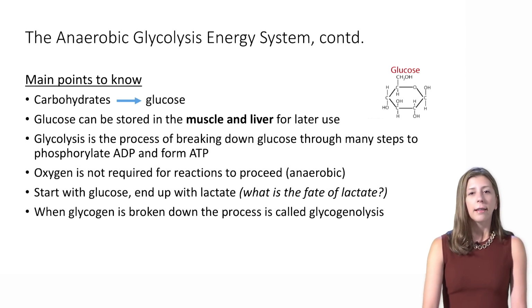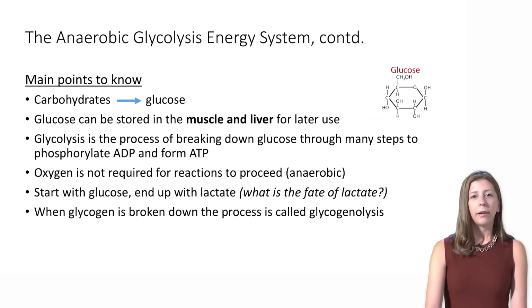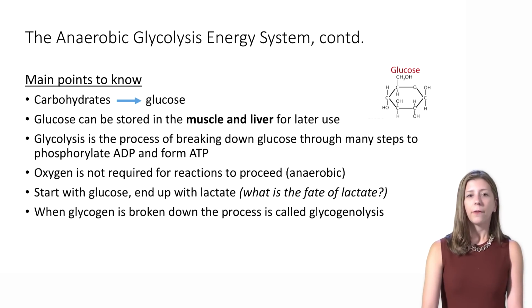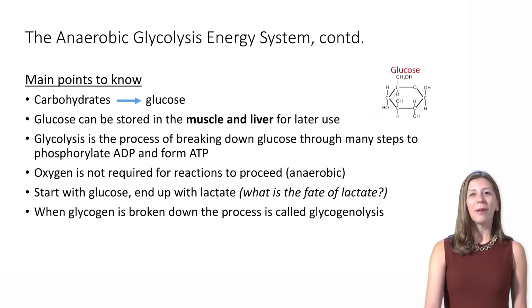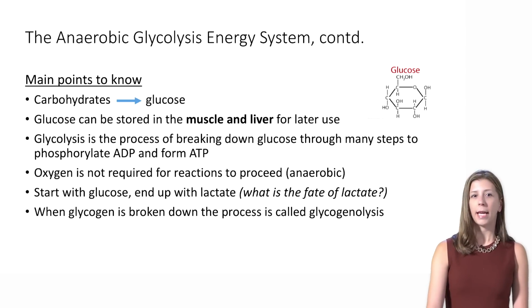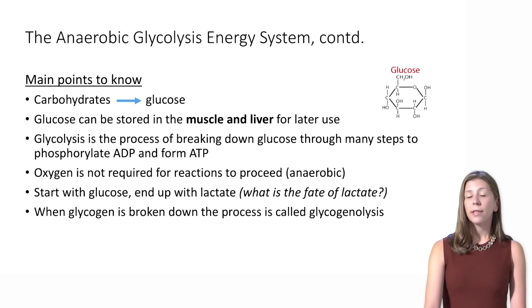Great. Glycolysis is this process of breaking down glucose through many steps to phosphorylate ADP and form ATP. Remember, main goal, always make ATP. So glycolysis really is just this very complex set of steps and reactions basically to get us to form ATP. Oxygen is actually not required for this reaction to proceed. That's why it's called anaerobic. And you basically start with glucose and you end up with lactate.